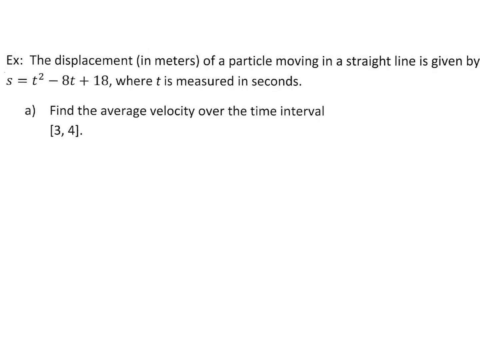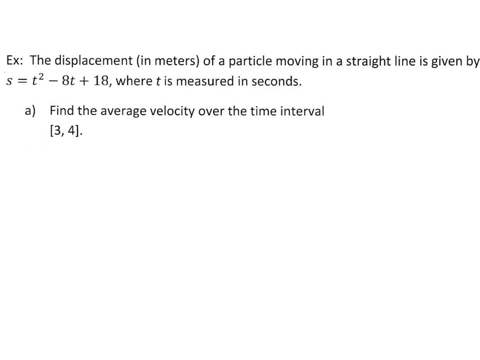All right, here's our example. We've got displacement. That means the change in position of a particle moving in a straight line is given by this formula. S often stands for the position. S of t is the position, equals t squared minus 8t plus 18, where time is in seconds. Find the average velocity over the interval from 3 to 4 seconds.